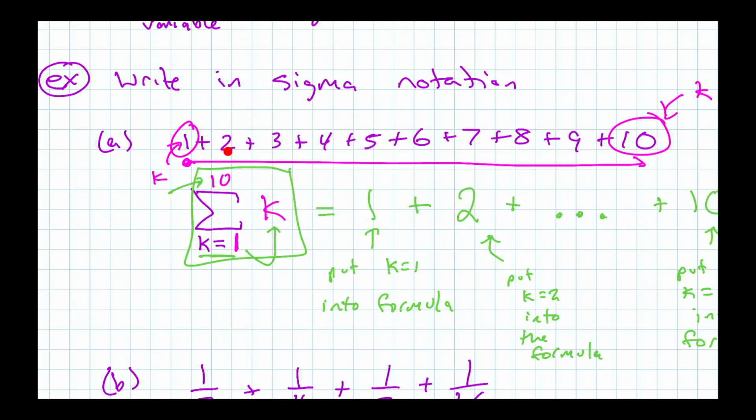1 plus 2 is 3. 3 plus 3 is 6. 6 plus 4 is 10. Plus 5 is 15. 21, 28, 36, 45, 55. Okay, so you get 55 here. Is that right? That's right.